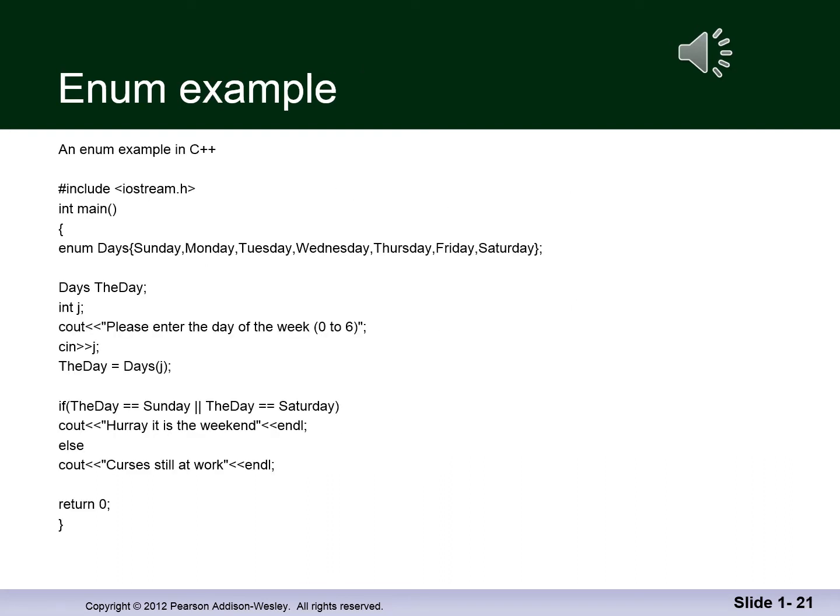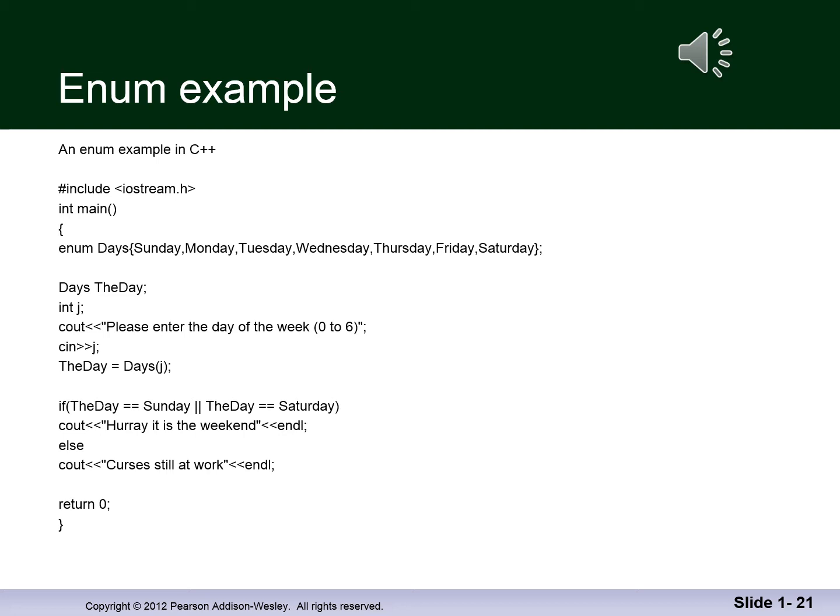Here's an enum example I pulled off the internet just to show you. We declare an enum days, and it holds numeric constants that coincide with the days of the week. Sunday being 0, Monday, Tuesday, Wednesday, Thursday, Friday, Saturday being 6. So 0 through 6, 7 values. And then using days, we declare an enum variable called the day.